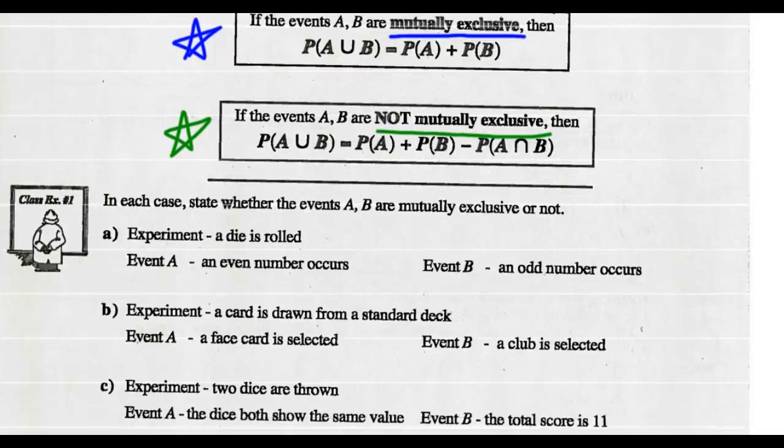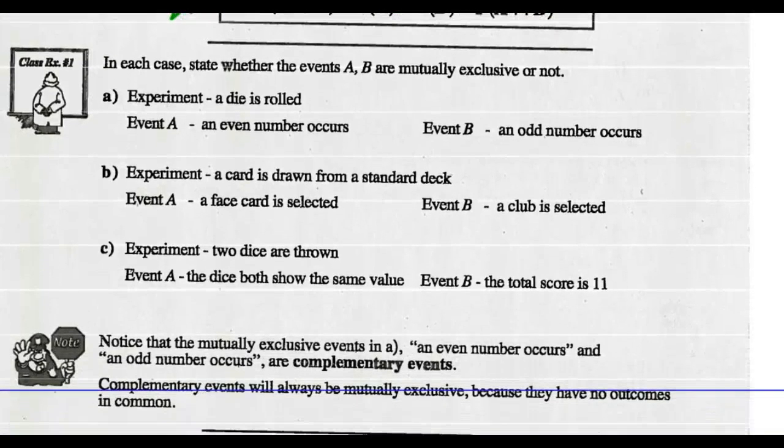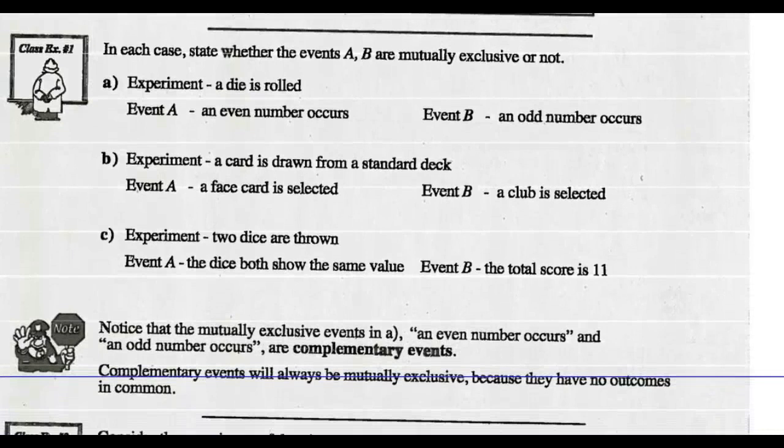Example 1 then. In each case, state whether the events A and B are mutually exclusive or not. So we have to decide. A, the experiment: a die is rolled. Event A is an even number, event B is an odd number. Are these mutually exclusive or not? These are mutually exclusive. You can't have an even number and an odd number occur at the same time.